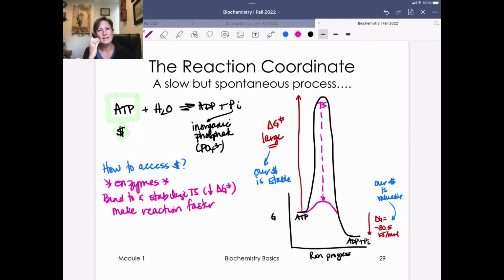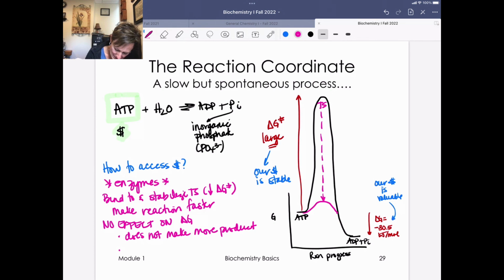But it's very important to highlight here that kinetics and thermodynamics are different. So while enzymes stabilize the transition state and make our delta G double dagger smaller, they do not affect delta G. So there is no effect on delta G. And two things are a result of that. There's no effect on how much product we make and no effect on whether that process happens. So there's no effect on delta G, so it does not make more product, and it does not make a non-spontaneous reaction spontaneous.